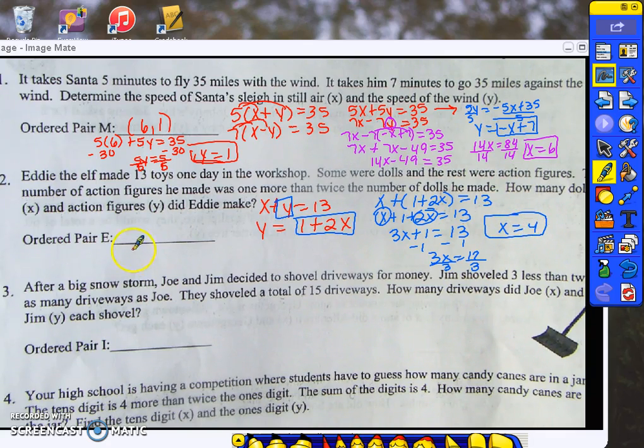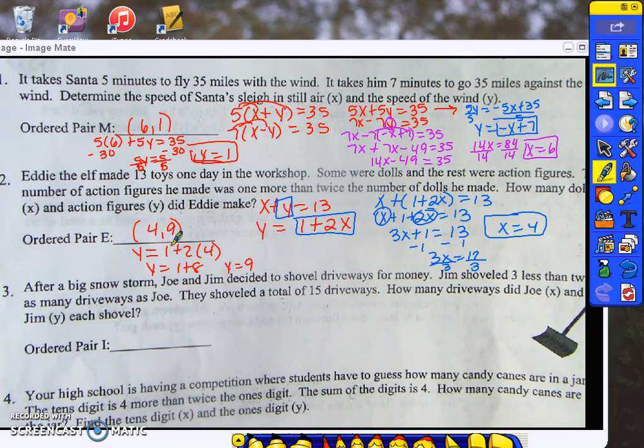Take 4 and plug it into one of the original equations. The number of action figures he made was 1 more than 2 times the 4 dolls that he made, which is 1 plus 8, and that is 9. So you'll graph that 4, 9, put a point, label it E.